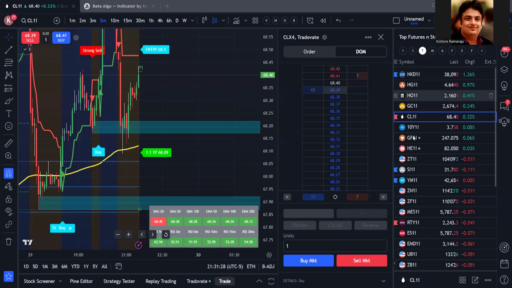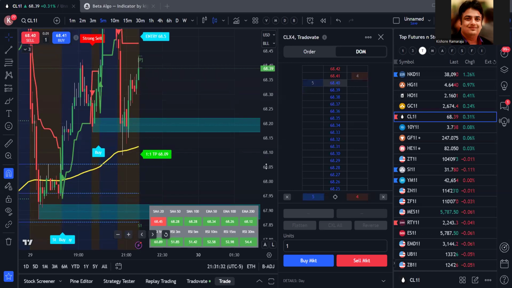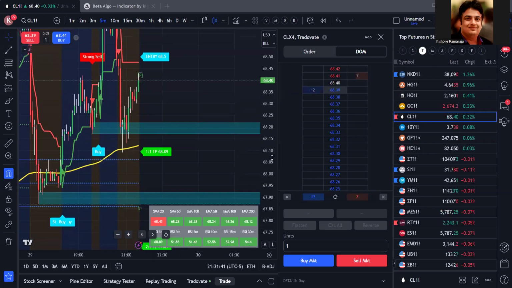So we took five trades, and we made profits on all the five trades. Copper also will give a buy signal. Heating oil also will move up, but it's already 9:30, so that's it.